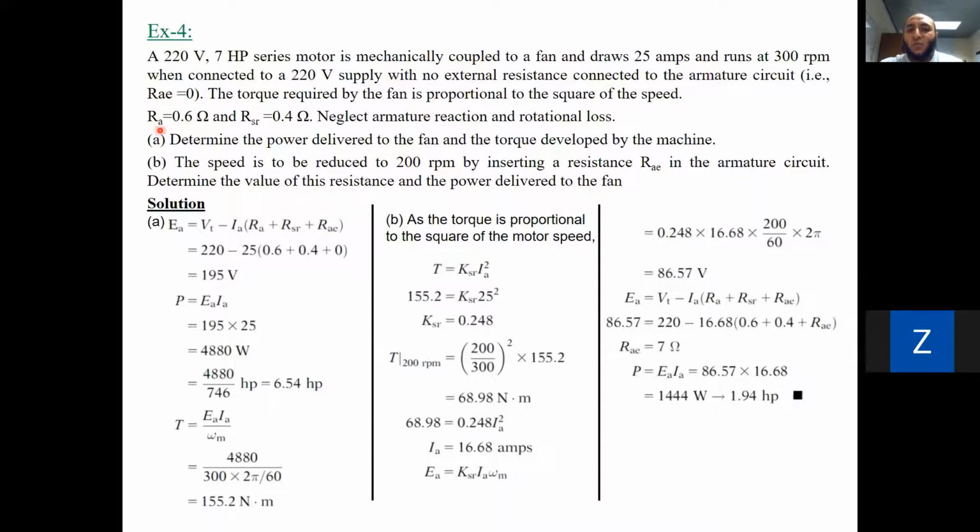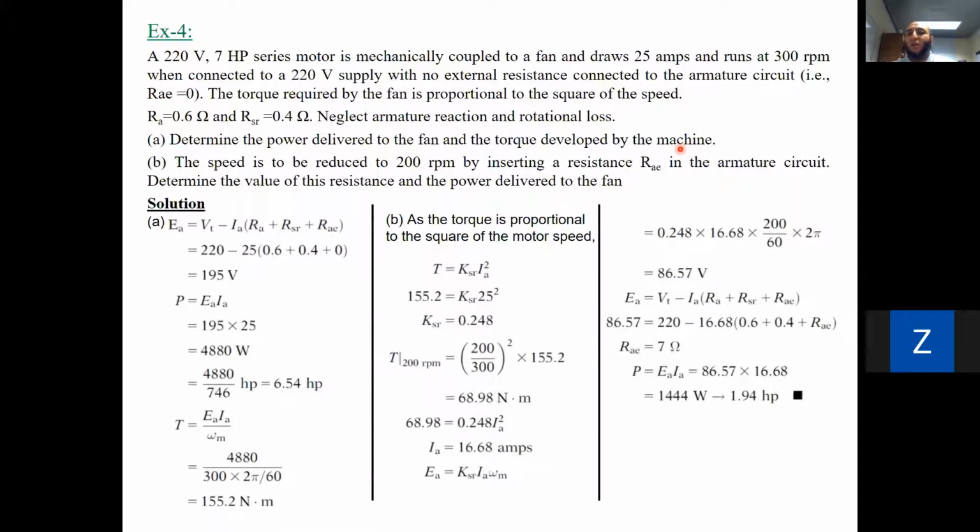Considering the armature resistance is 0.6 ohm and the series field winding resistance is 0.4 ohm, and neglecting armature reaction and rotational losses, determine the power delivered to the fan and the torque developed by the machine. So this is number one.